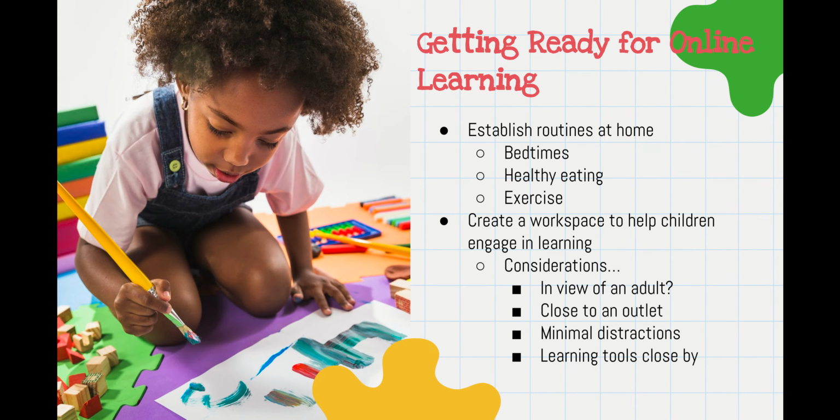There are some things you can do to set your child up for success during online learning. This will look and feel different in each home. It's important that you establish a family routine around things like bedtime, healthy eating, and exercise. Please also think about creating a workspace to help your child maximize their learning. Some considerations might be, does your child's workspace need to be in view of an adult? Some children work best when an adult is close by and some do not. So that might be something you work out with your child.